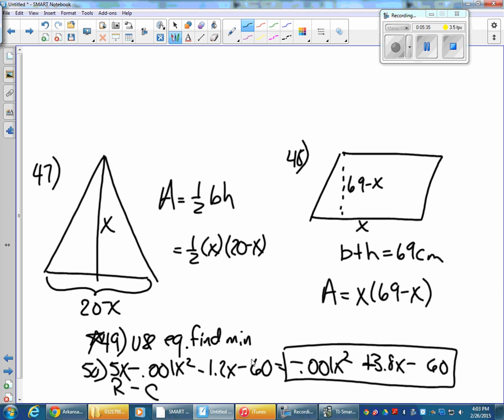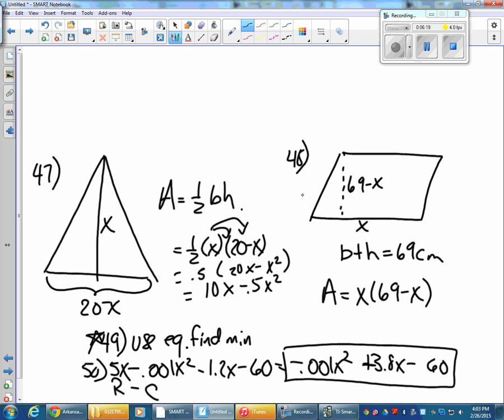47 and 48 and 49 and 50. I've kind of got set up here to help you out. 47, they tell you the base and the height add up to 20. So I made the height x and the base 20 minus x, and it's a triangle. So the area is 1/2 base times height. So 1/2 times the height times the base, and then you would just have to distribute, oops, sorry. So let's see, 1/2 times 20x minus x squared, if I distribute x times 20 and x times x. So that would be 10x minus 1/2 x squared. So here's your a, here's your b, and you can solve it.